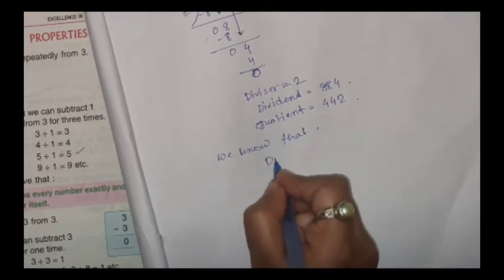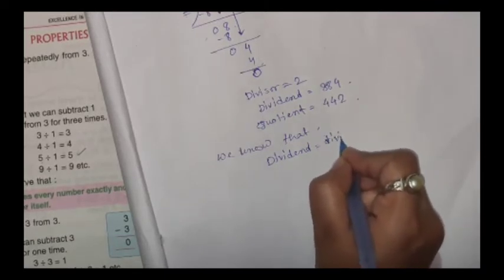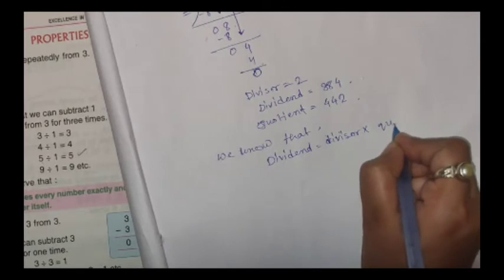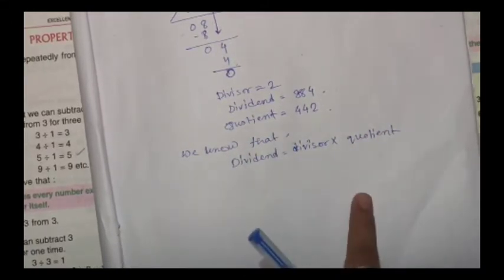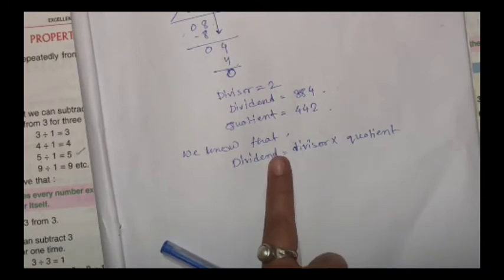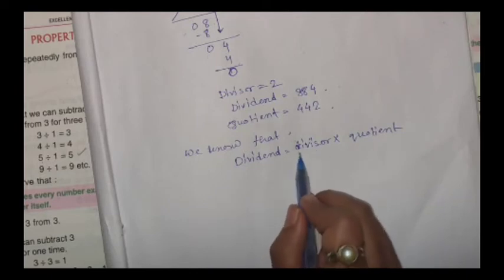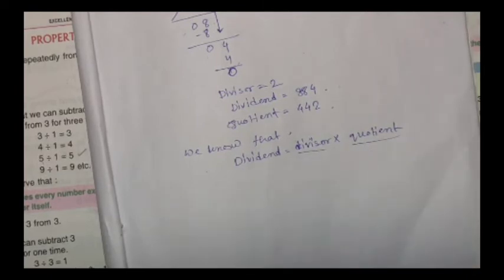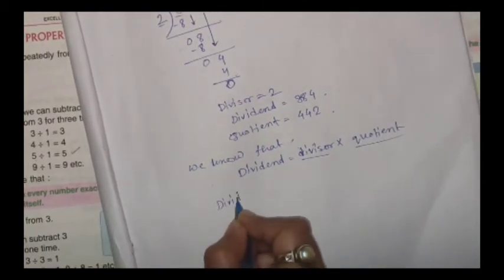So we know that dividend equal to divisor into quotient. When the remainder is 0, we can use this relation. So dividend equal to divisor into quotient. If I multiply the divisor and quotient, we will get the dividend. If our answer is correct and verified, then this relation will be correct. So let us multiply the divisor and quotient.